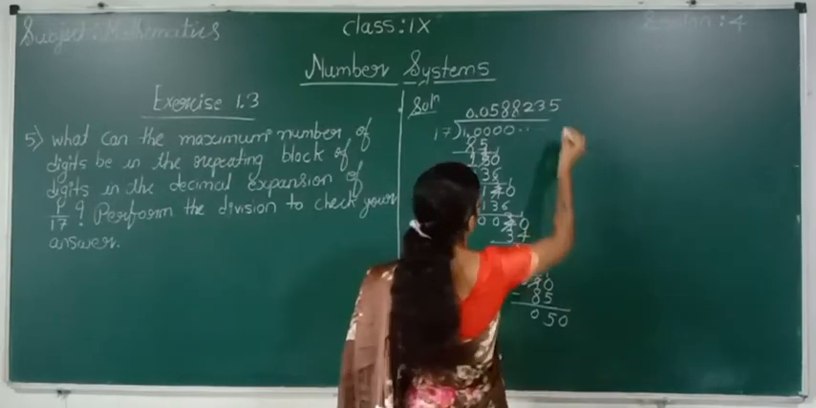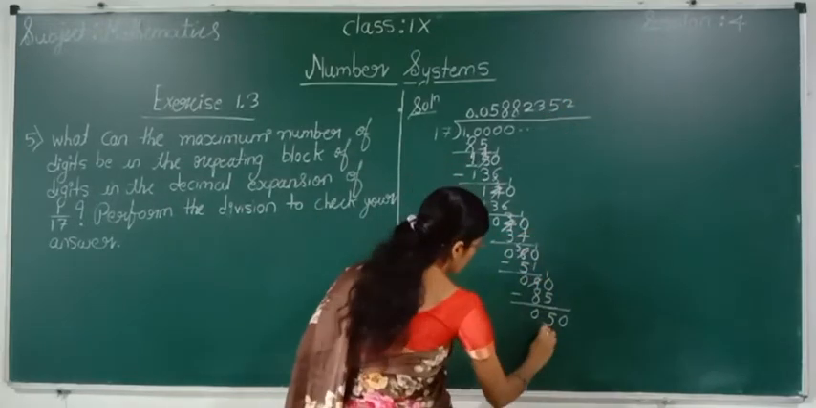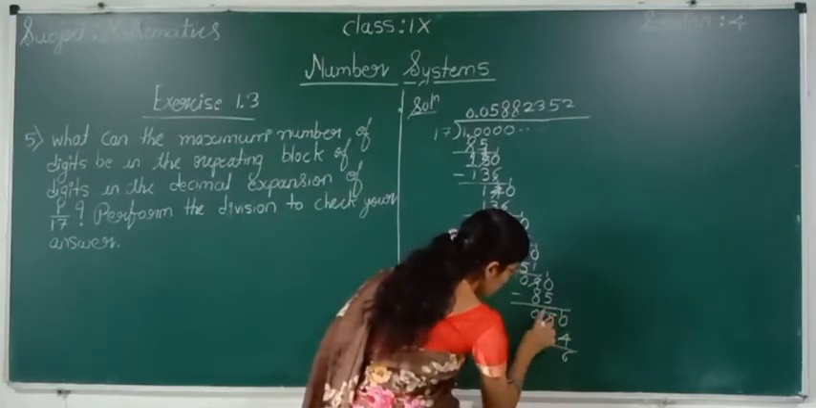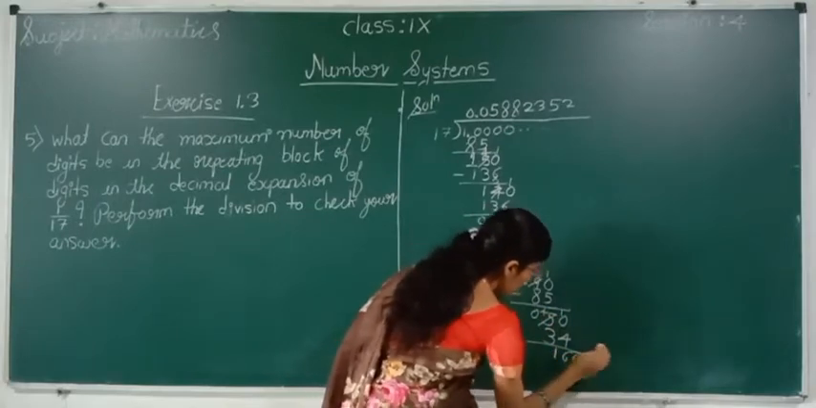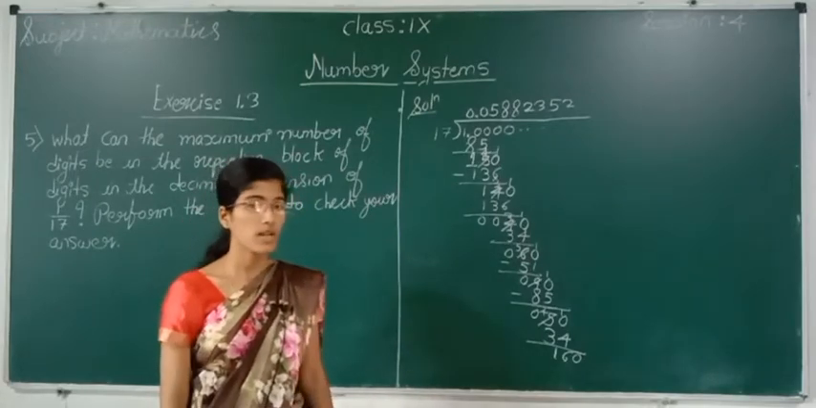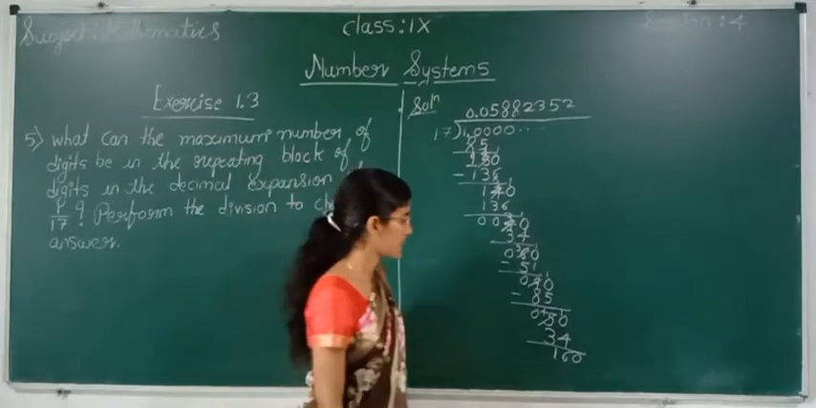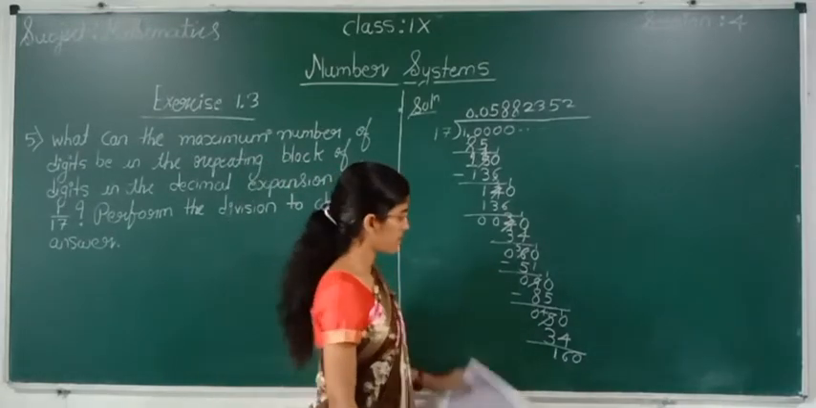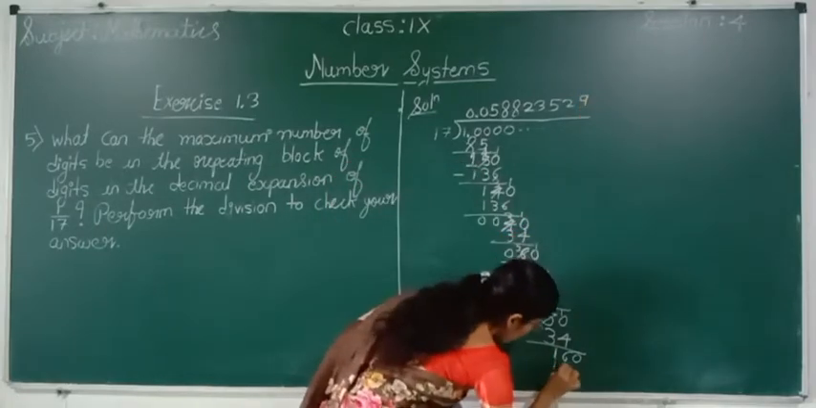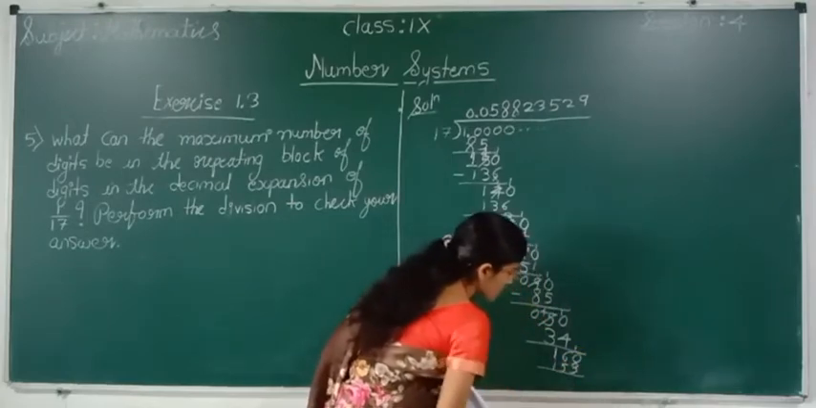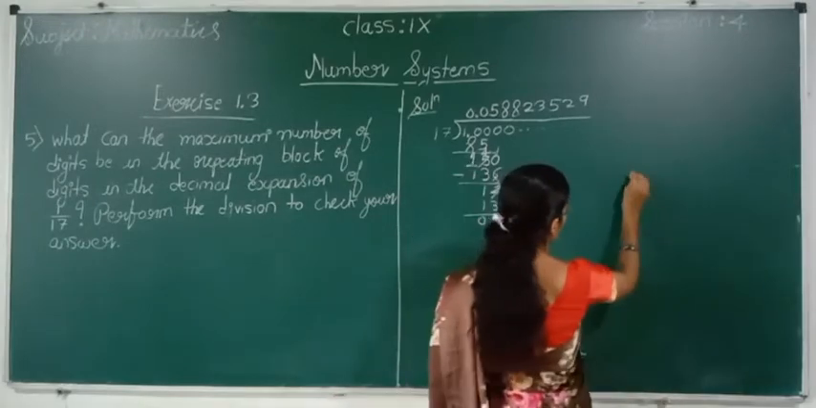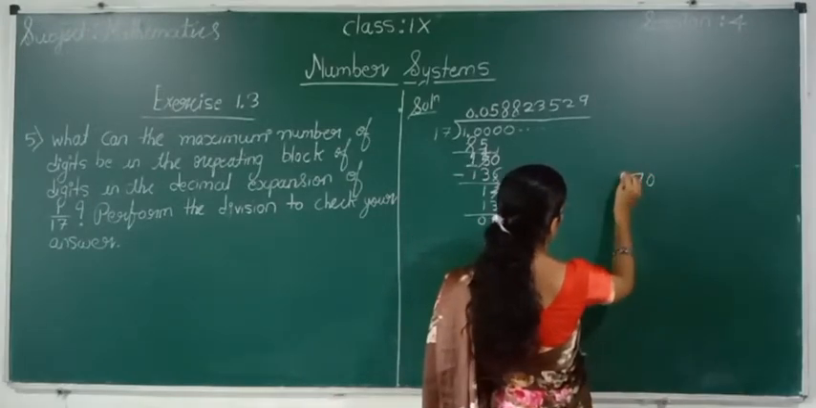17 2s are 34. 10 minus 4 is 6 and 4 minus 3 is 1. Now it will become 160. Okay. 17 7s are 119. 17 8s are 136. 17 9s are 153. 10 minus 3 is 7, 5 minus 5 is 0. Now we will continue here. It will become 70.